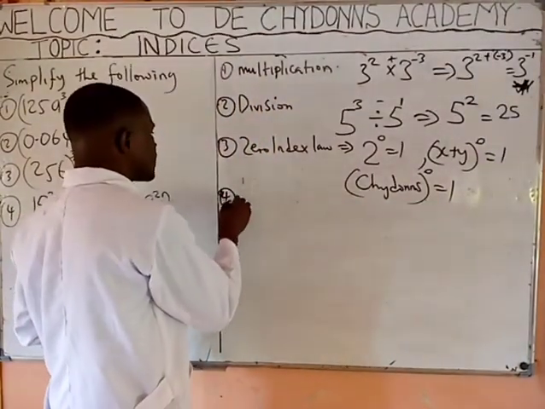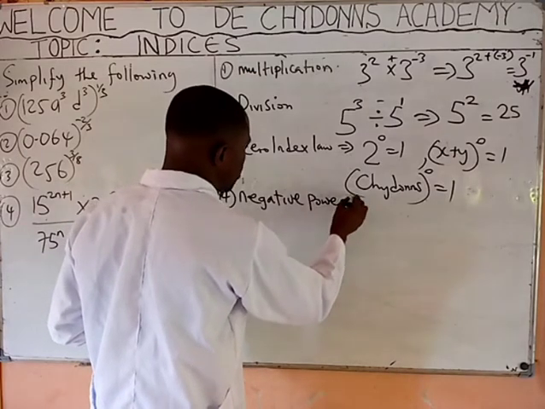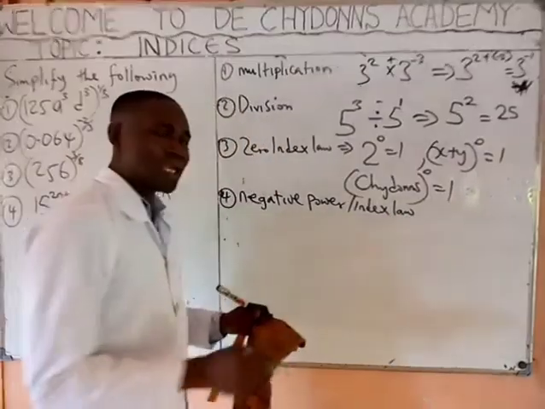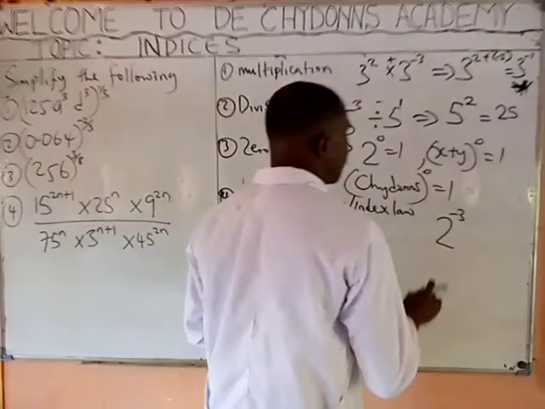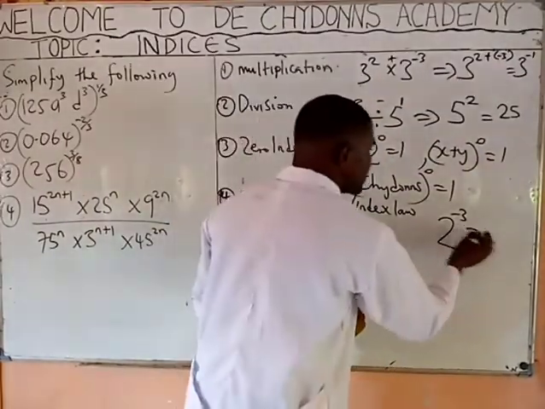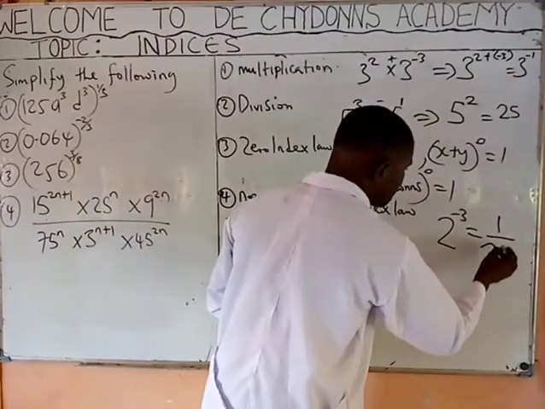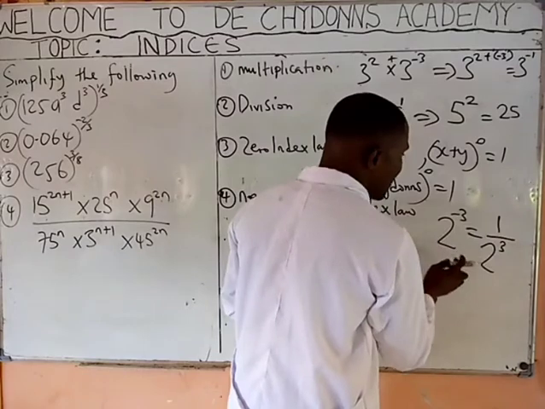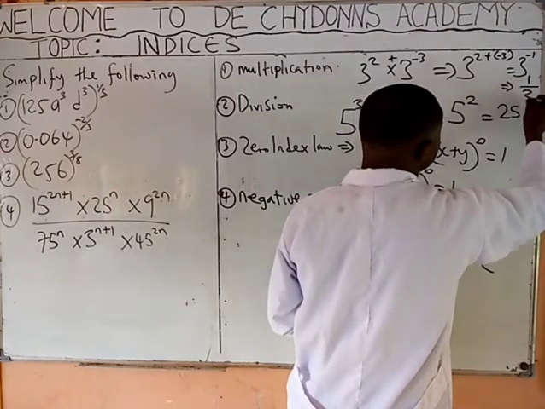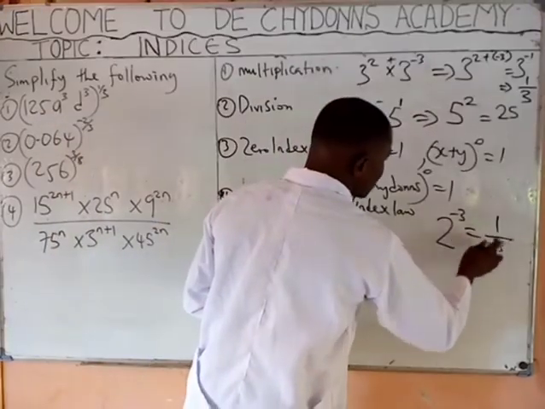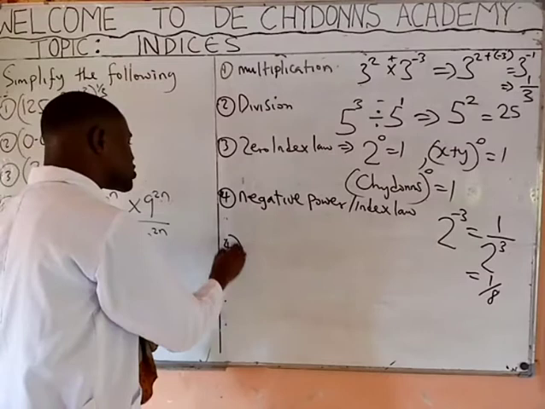Then we have another one that says negative power law, or negative index law. This law says that if any number has negative power, remember here we have negative power, this minus you have at the power will be replaced with 1 over. Then write every other thing, 2 raised to the power of 3. So here now, to finish up this question, that means 1 over 2 raised to the power of 3. 2 times 2 times 2 will be giving us 1 over 8.